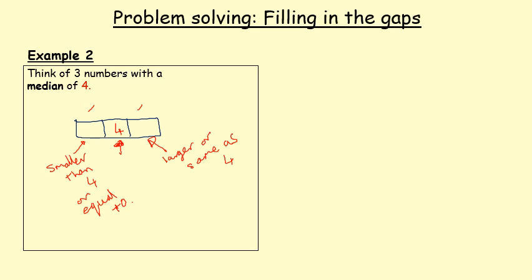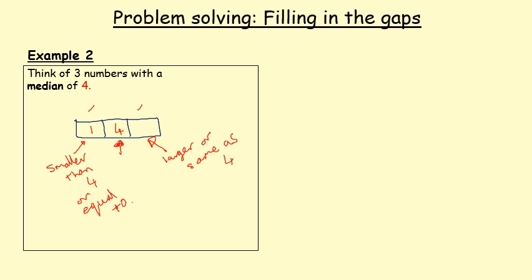But it can also be equal to 4 as well. So I could solve this just by putting 4s in my boxes, or I could think of a number that's smaller than 4, 1's smaller than 4, so maybe I might put 1 in there, you might have chosen 2 or 3, or even a negative number.